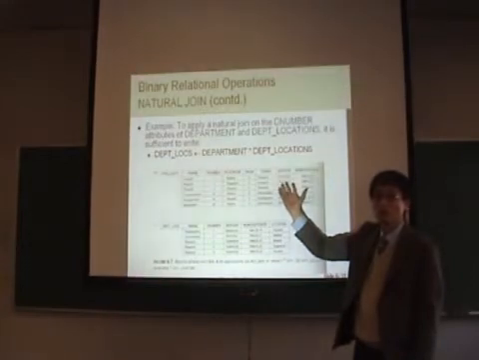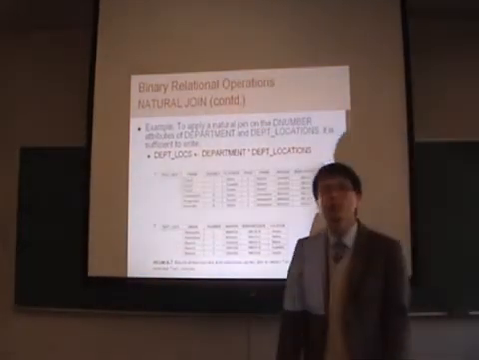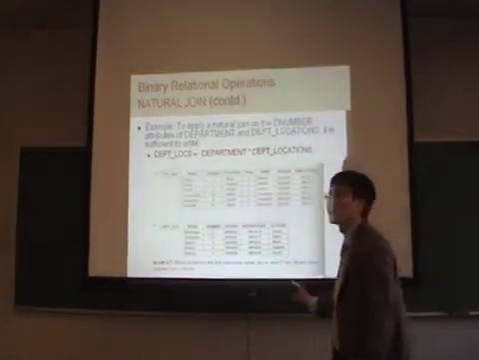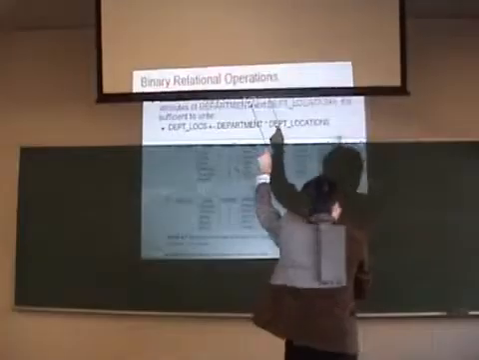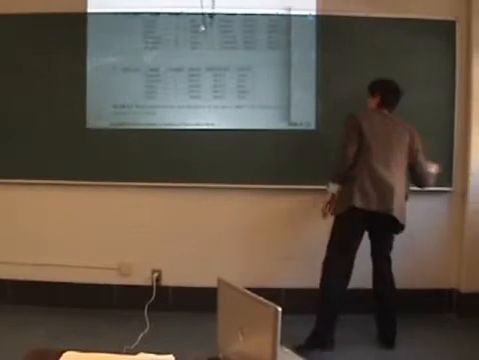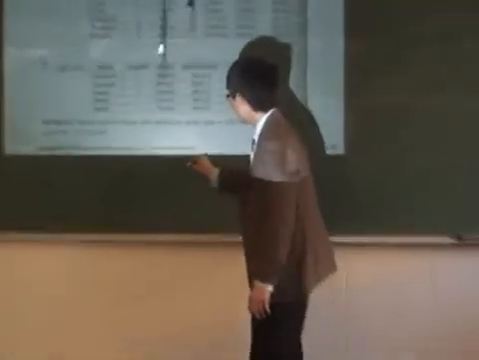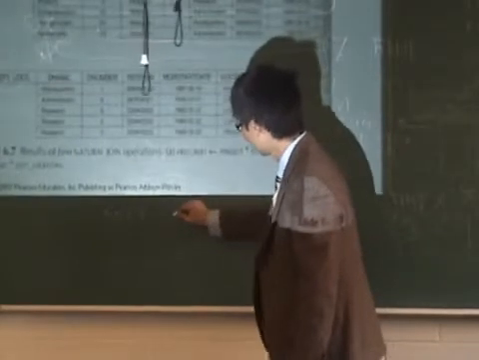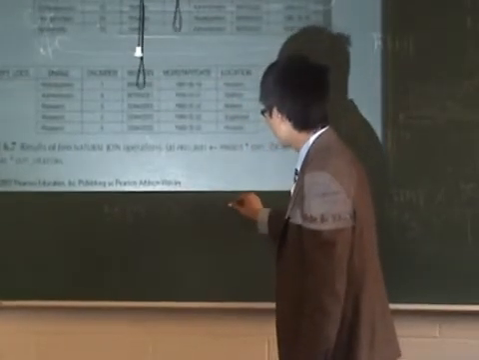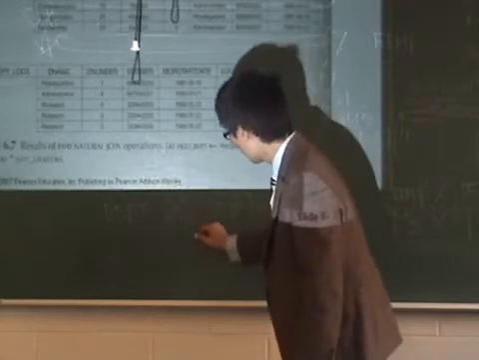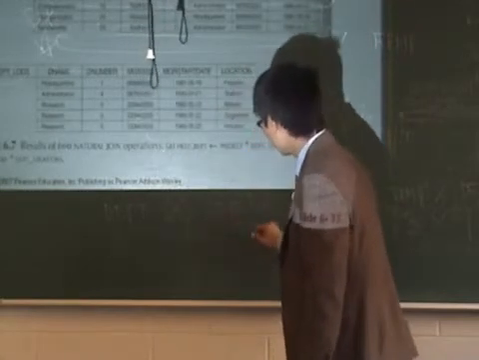Because there's a join problem. Yes, because we have the join operation, we can specify D number is equal to D number. The problem is, for example, department and DPT location, D number equal to D number.